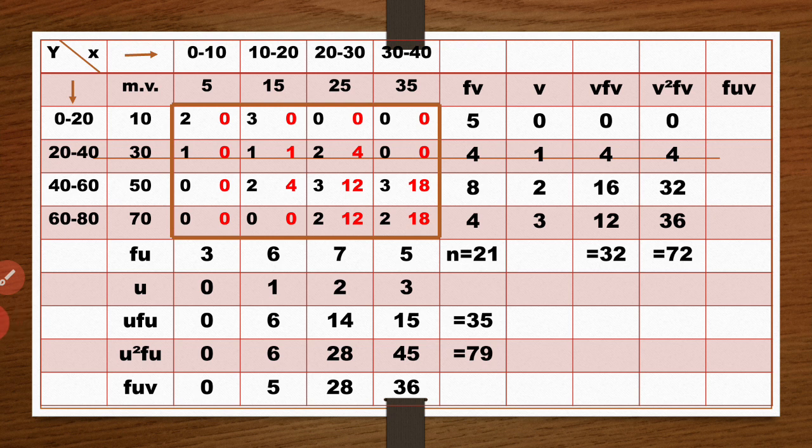After that you get the total of the column: 0, then 1 plus 4 is 5, then 12 plus 4 is 16, 16 plus 12 is 28, 18 plus 18 is 36. Then the total of the row: 0, then 1 plus 4 is 5, then 4 plus 12 plus 18 is equal to 34, and then 12 plus 18 is equal to 30. Then both the side totals will be the same. All of you know this total is 69 and it is called sigma fuv.